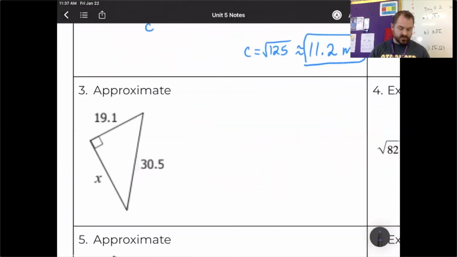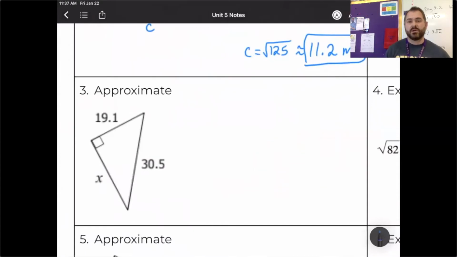Okay, we'll start going through them a little more quickly. Number 3, again, we're going to do an approximate answer here, which is really good because I'm giving you units, I'm giving you lengths that are already decimal values. So our answer can be a decimal pretty easily. Again, start with a squared plus b squared equals c squared.